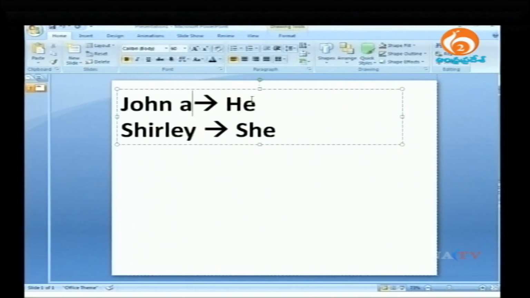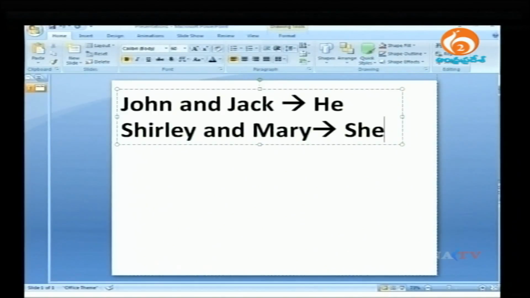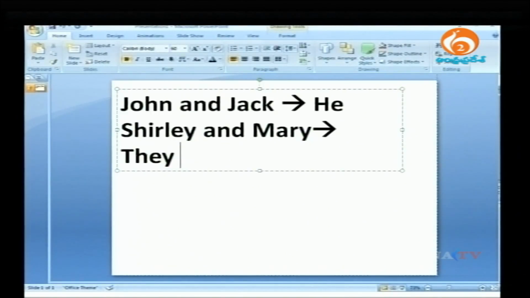For example, if I have John and Jack, Shirley and Mary, this will become they. Now, when we have they, we do not have the genders anymore. So, it's not masculine, feminine anymore. So, these are just neutral gender, just they. So, you need to keep in mind the singular and the plural form.